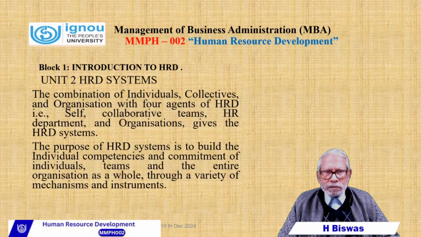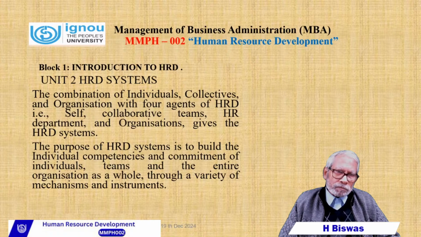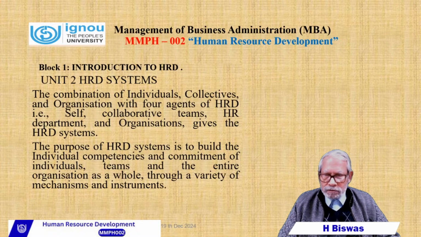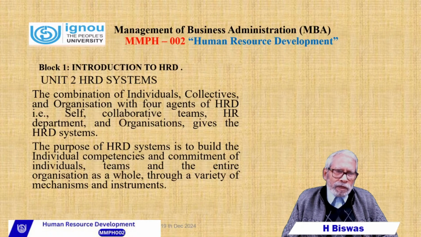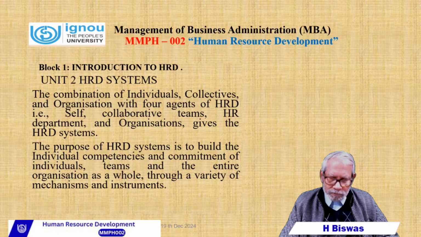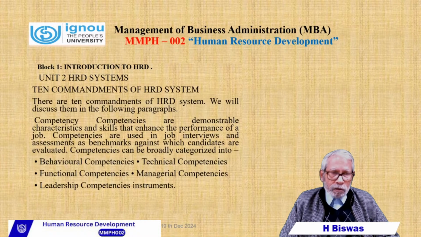The combination of individuals, then collectives, the HR department and the organization give the HRD systems. The four agents are there. The purpose of the HRD systems is to build the individual competencies and the commitment of individuals, teams, and the entire organization as a whole through a variety of mechanisms and infrastructures. So that is the purpose of the HRD systems. There are 10 Cs. Now, what are the 10 Cs?